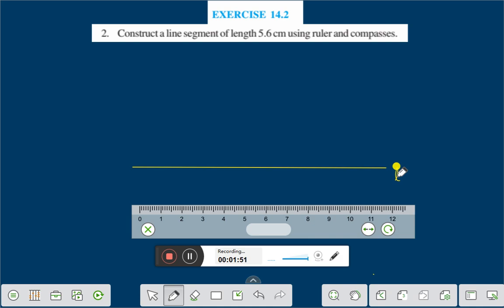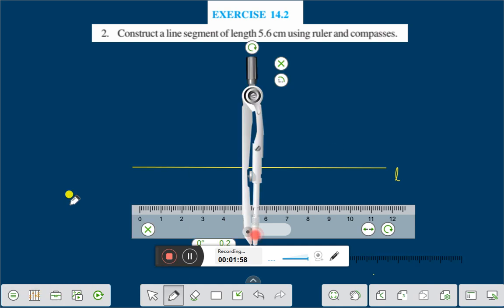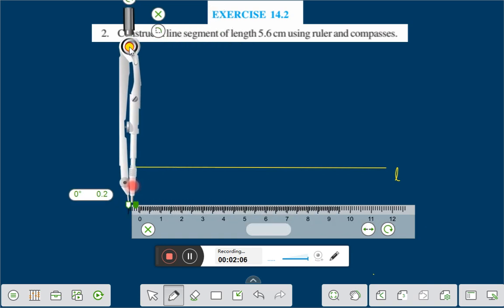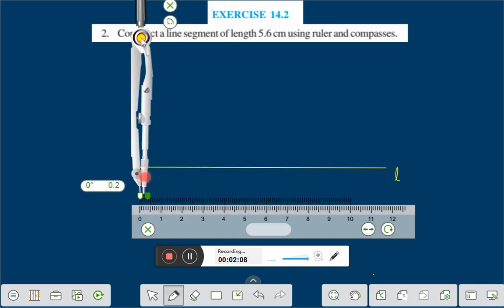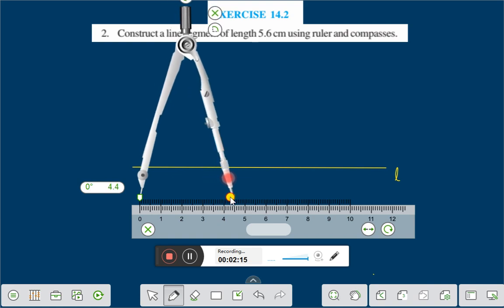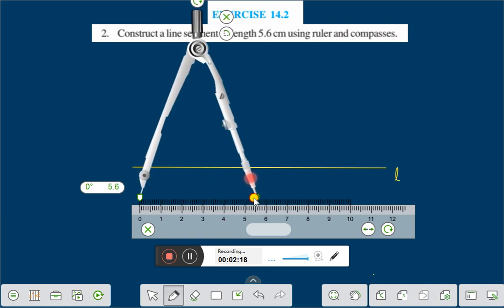Now take a compass. We are taking a compass here, right? And you have to take the measure of 5.6 centimeter, right? Here we will take the measure of 5.6 centimeter. This is 5.5. This is 5.6 centimeter, right? Here you see this is 5.6. That means the length of this one is 5.6, right?